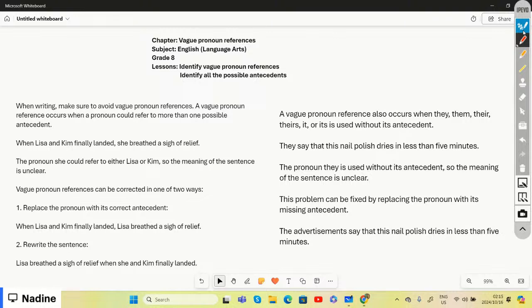All right. So then, vague pronoun references also occur when they, them, theirs, or it is used without an antecedent. So for example, they say that this nail polish dries in less than 5 minutes.